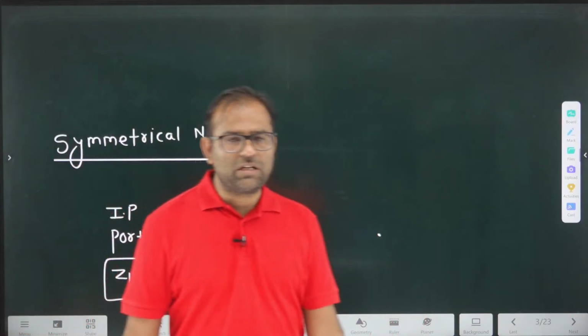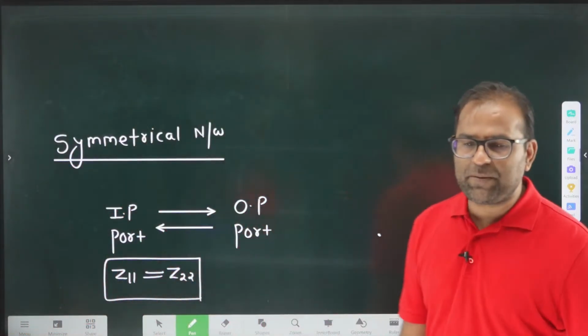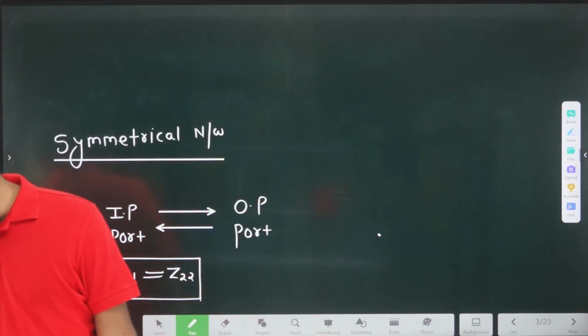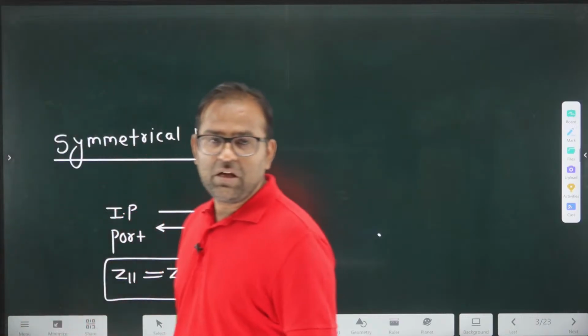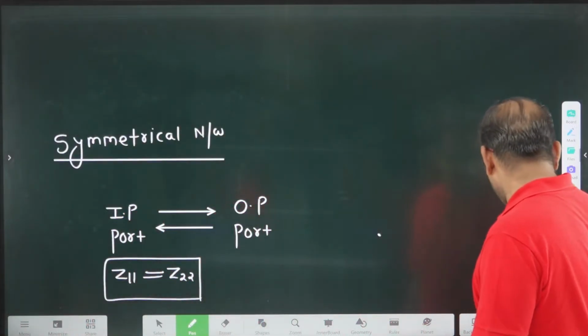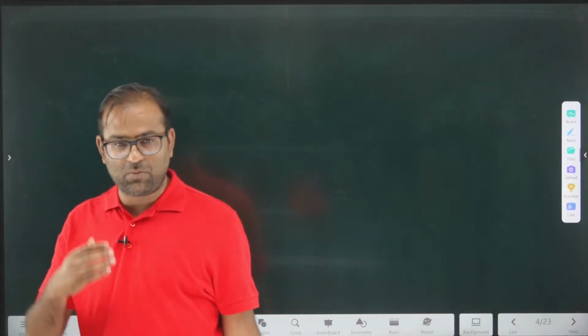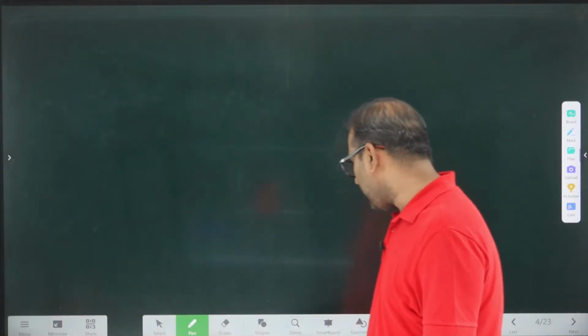Now one more condition for Z parameter, and that condition is known as reciprocal network. So which network is said to be a reciprocal network? A network which satisfies the condition of reciprocity. A network which satisfies the reciprocity theorem is known as a reciprocal network. And what is the condition for a reciprocal network?